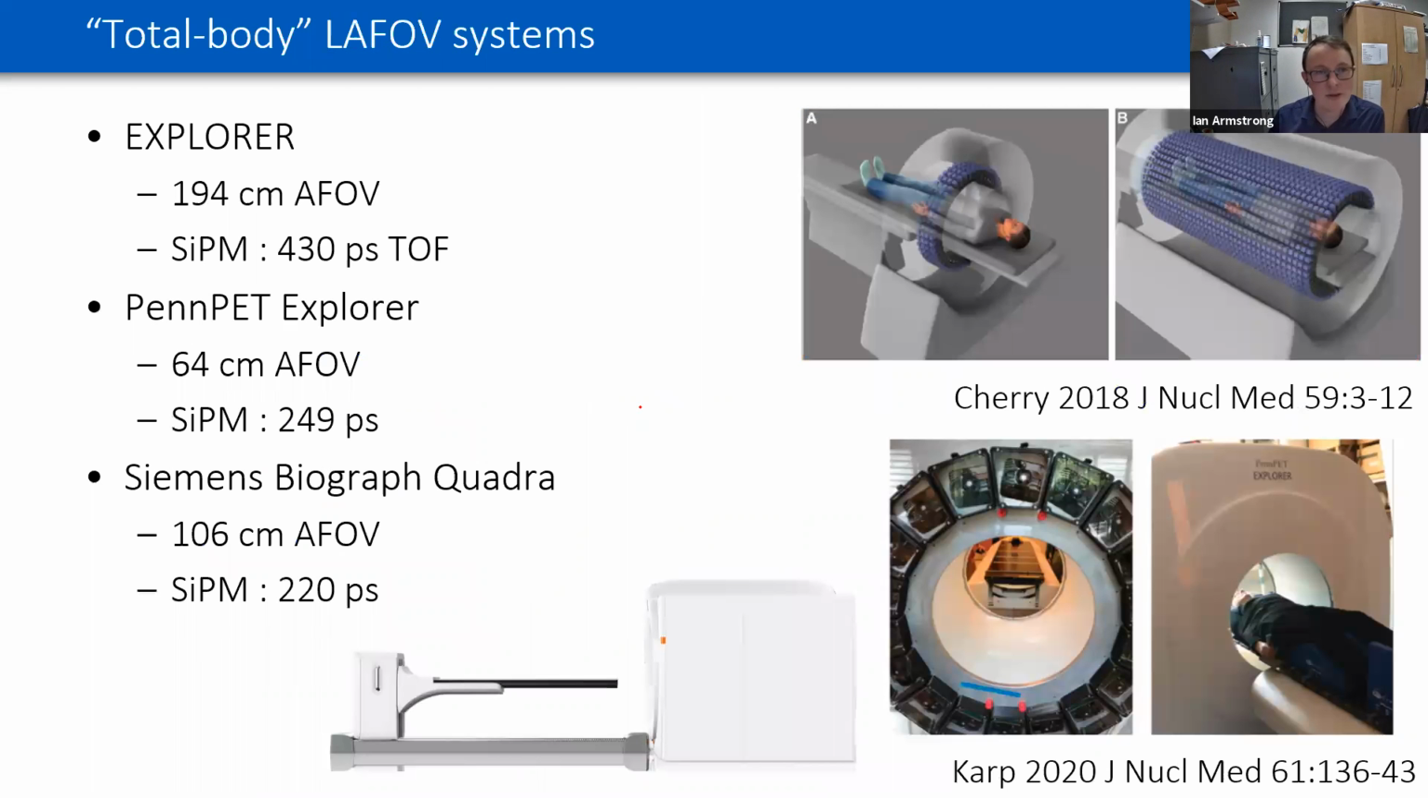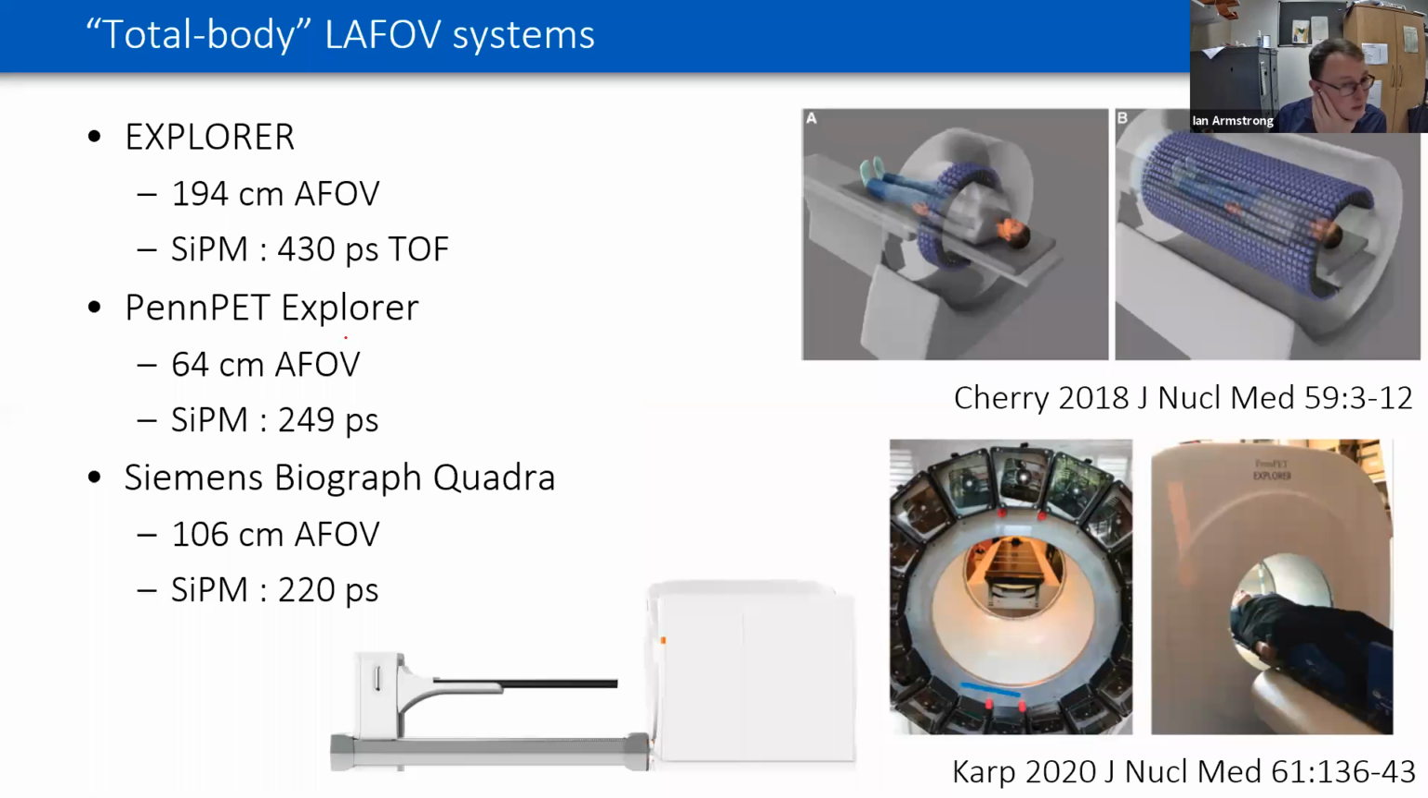So these are some of the systems that we've seen now being developed and marketed. We have the Explorer system, which is a collaboration from the States and United Imaging. This is probably the most famous of these large field of view scanners, the Explorer, because it was always marketed as the 2-meter PET scanner.